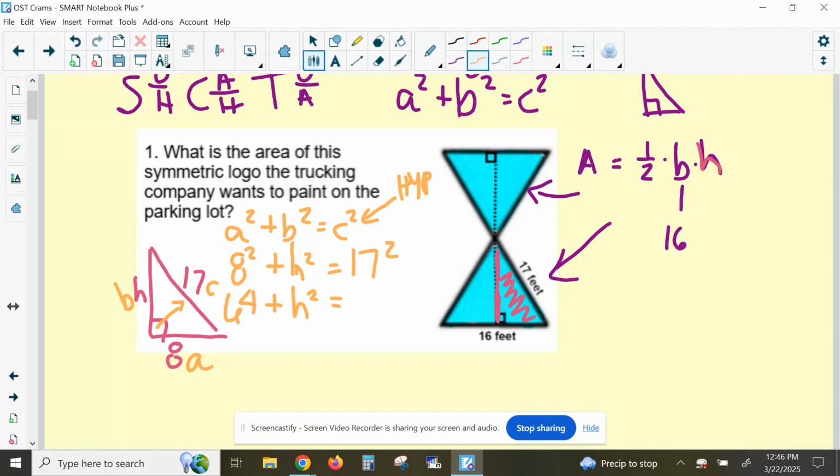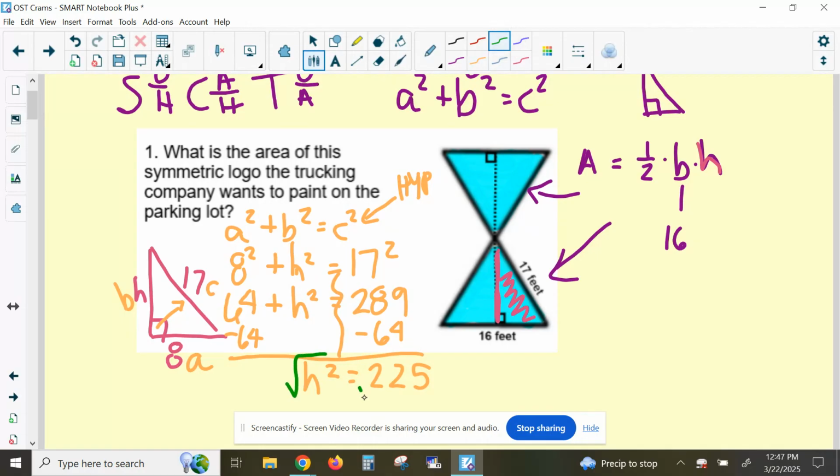You should not be staring at me. You should be punching in your calculator just like I am and get 289. Remember, do your algebra. Subtract 64 from both sides. Get your calculator. H squared is equal to, do your 289 minus your 64. And you get 225. And remember, to get rid of the squared, to unsquare it, you must square root it.